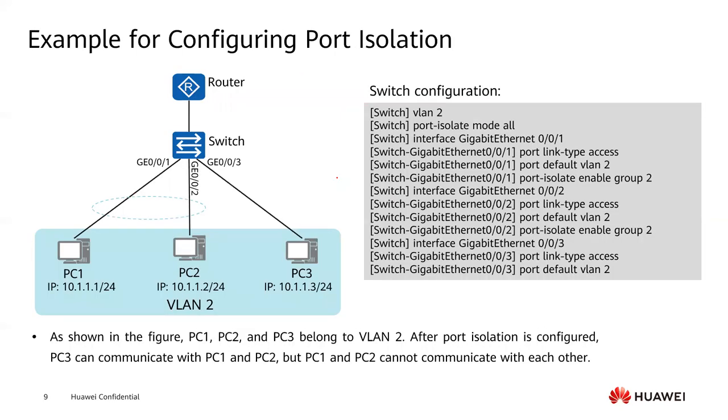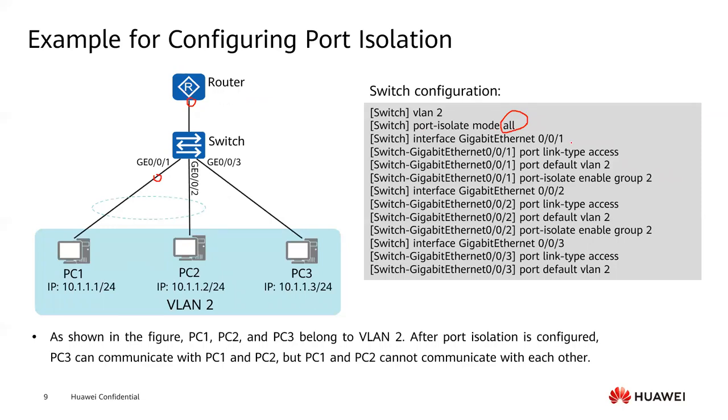So now let's look at a configuration example. Now we have a switch, and this switch has three ports, and we have three PCs, PC1, PC2, and PC3. Now we need to achieve this: PC1 and PC2 can't communicate with each other. So what we need to do, the first thing is we need to change the port isolation mode to all. And actually, if we don't configure the router as the gateway and don't configure the ARP proxy, you can just keep the port isolation mode as default. It can work.